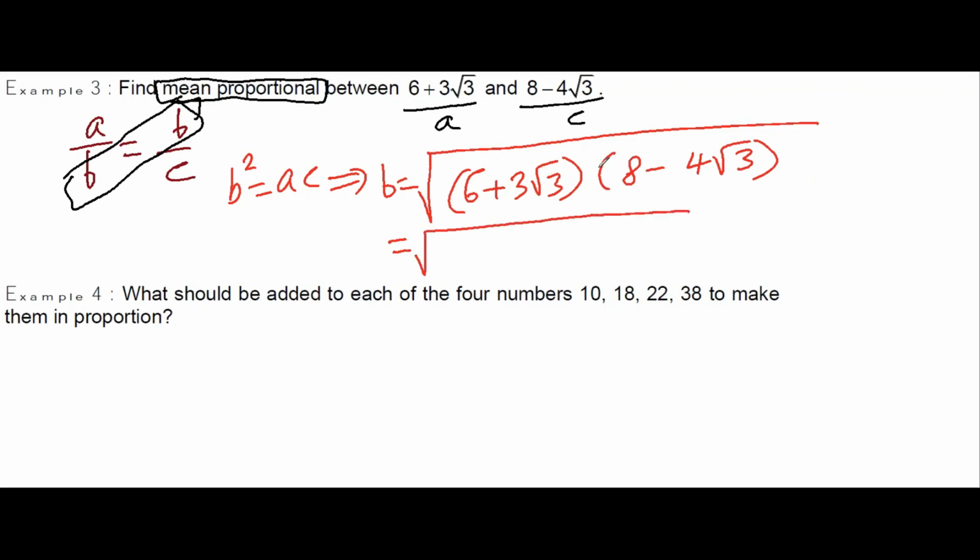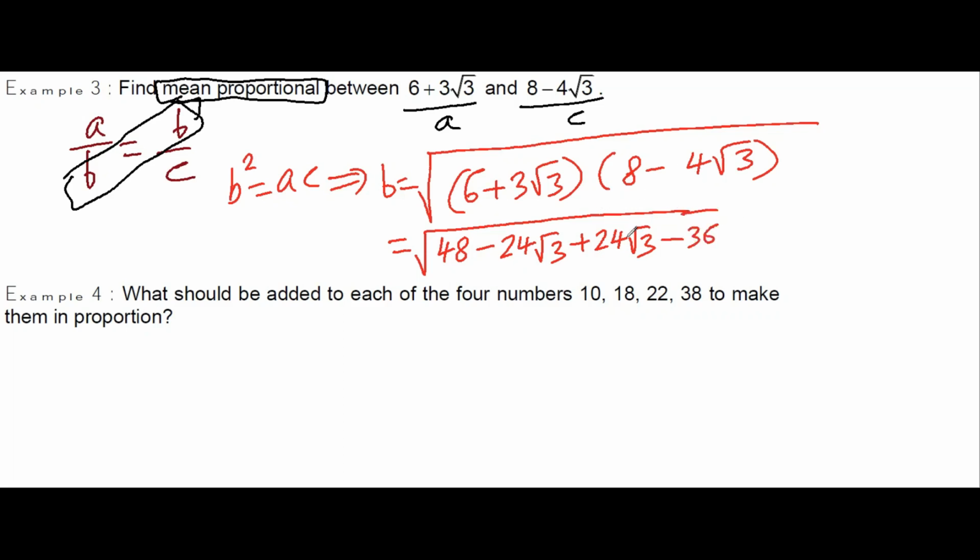So 6 into 8 is 48. And 6 into minus 4 is minus 24 root 3. Then again 8 into 3 root 3 is 24 root 3. Then 3 into minus 4 is minus 12, and root 3 into root 3 is 3. So minus 12 into 3 is minus 36.